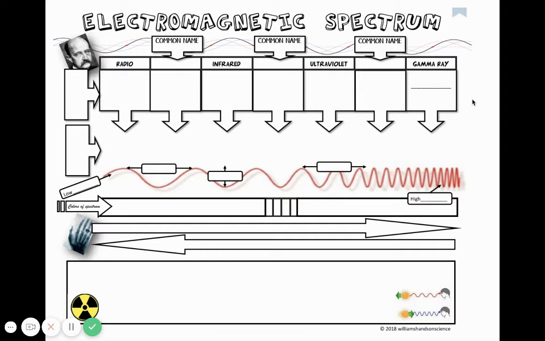So here's our sheet we're going to use. Ignore these two boxes. This was for an interactive version of this sheet, and they showed you which information to write down. So don't worry about those. We won't fill those in.